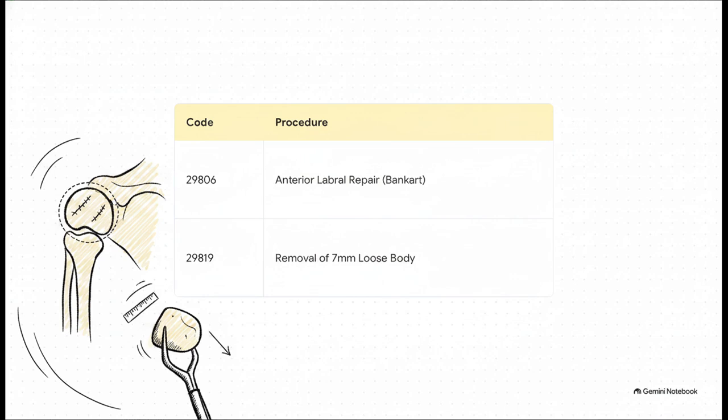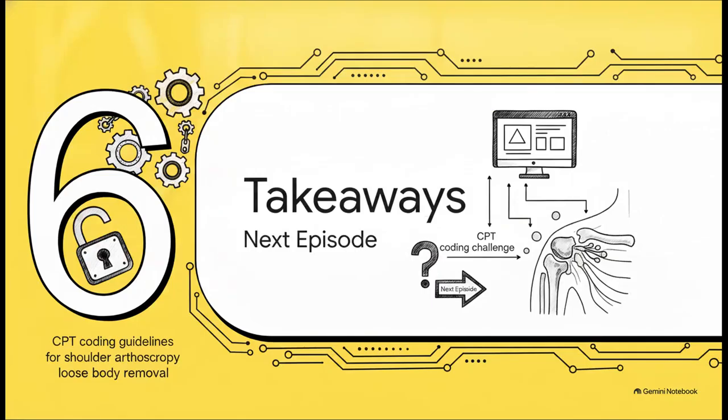If you guessed 29806 and 29819, you hit the nail on the head. Code 29806 covers the capsulorrhaphy for that anterior labral repair, and code 29819 is fully 100% justified. Why? Because 7 millimeters is 0.7 centimeters, which easily clears our audit-proof golden rule of being greater than 0.5 centimeters. Plus, the operative note explicitly stated an arthroscopic grasper was used for a dedicated extraction. Perfect documentation. Wrapping up with Section 6, Takeaways and Next Episode.